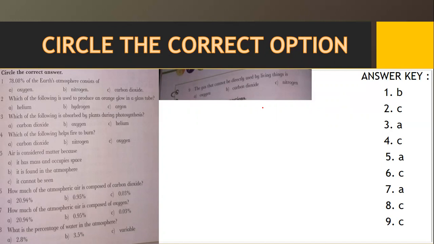20.94%. What is the percentage of water in the atmosphere? 2.8%, 3.5%, or variable? The correct option is C. The gas that cannot be directly used by living things is oxygen, carbon dioxide, or nitrogen. The correct option is nitrogen.